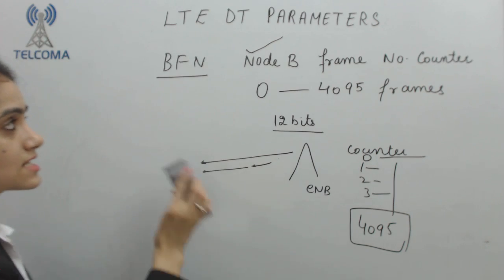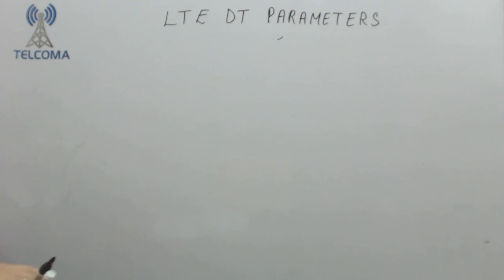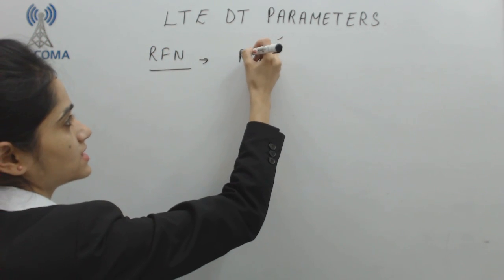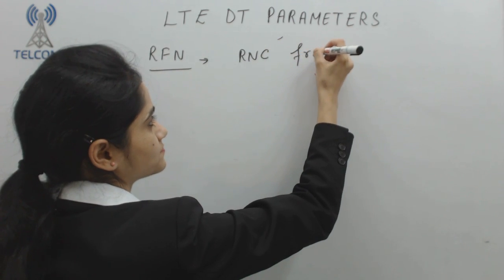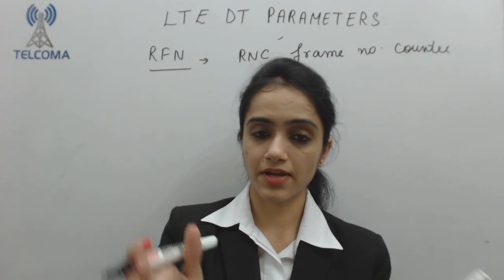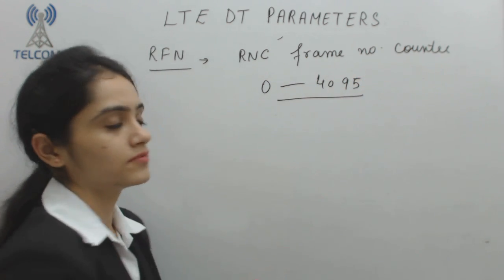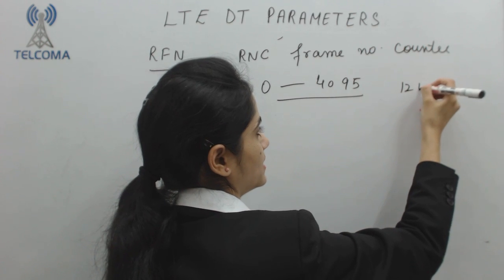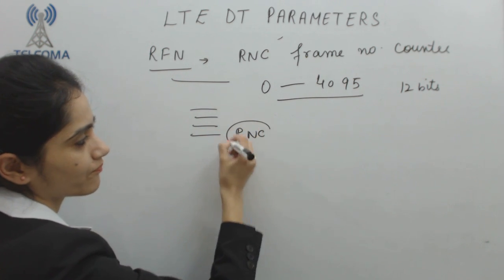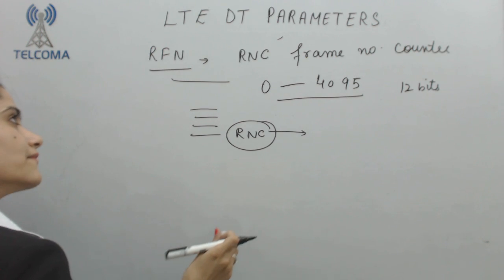Next parameter is RFN, the RNC frame number counter. Again the same, that means from 0 to 4095 frames, each having 12 bits. This parameter will count the total number of frames from the RNC, or in LTE, as there is no radio network controller, it is the same as BFN.